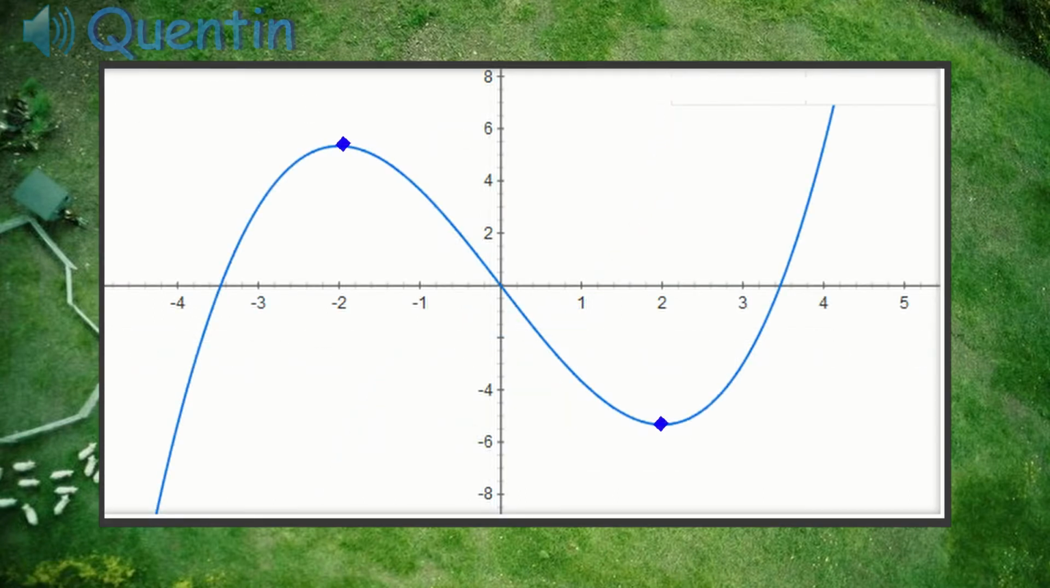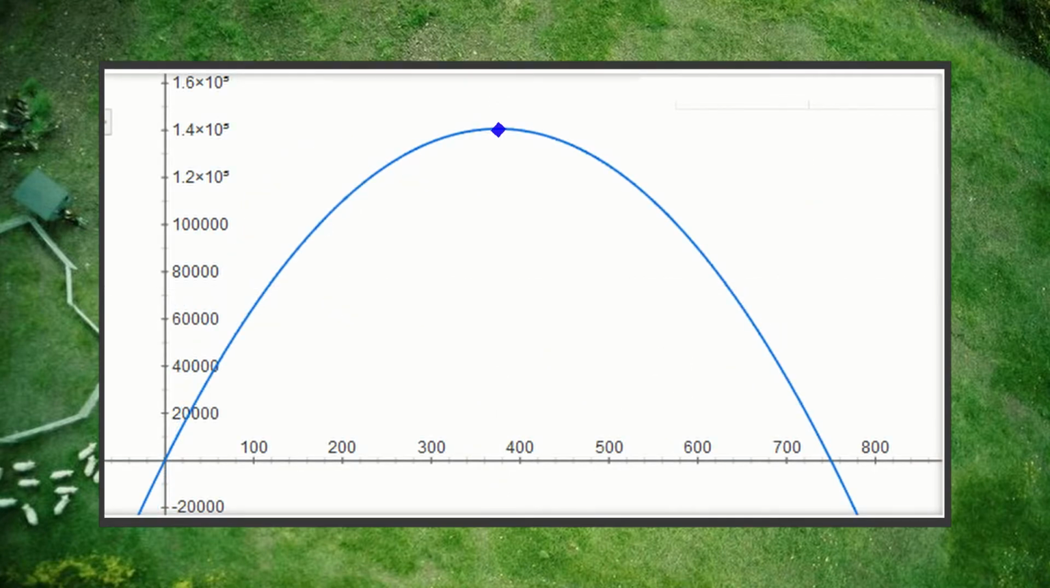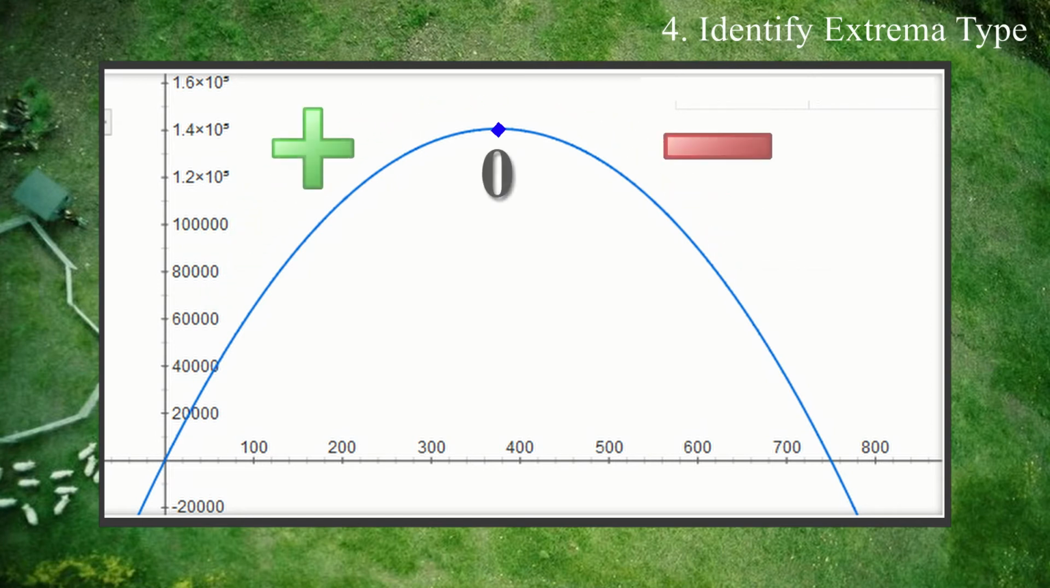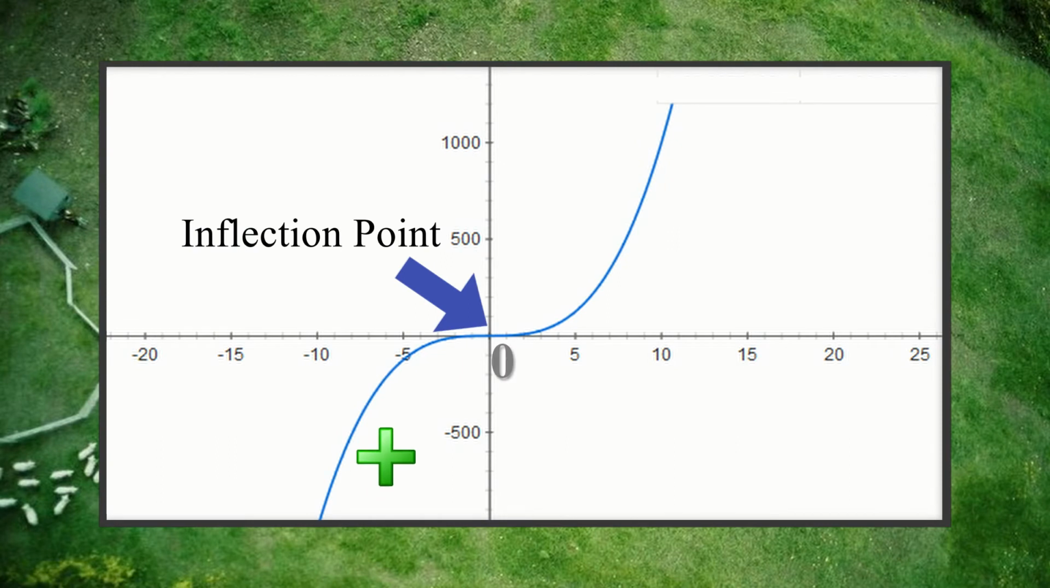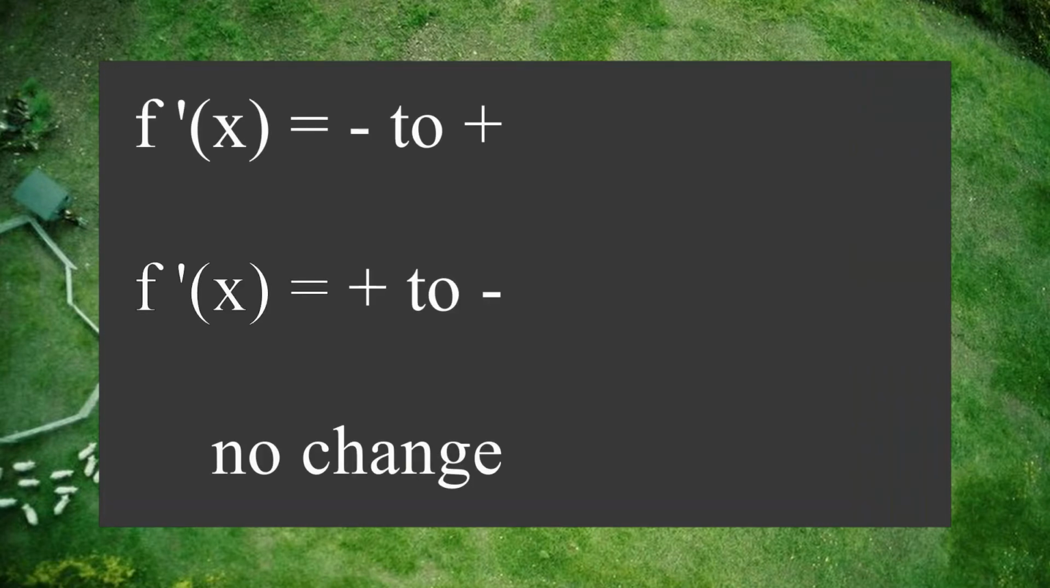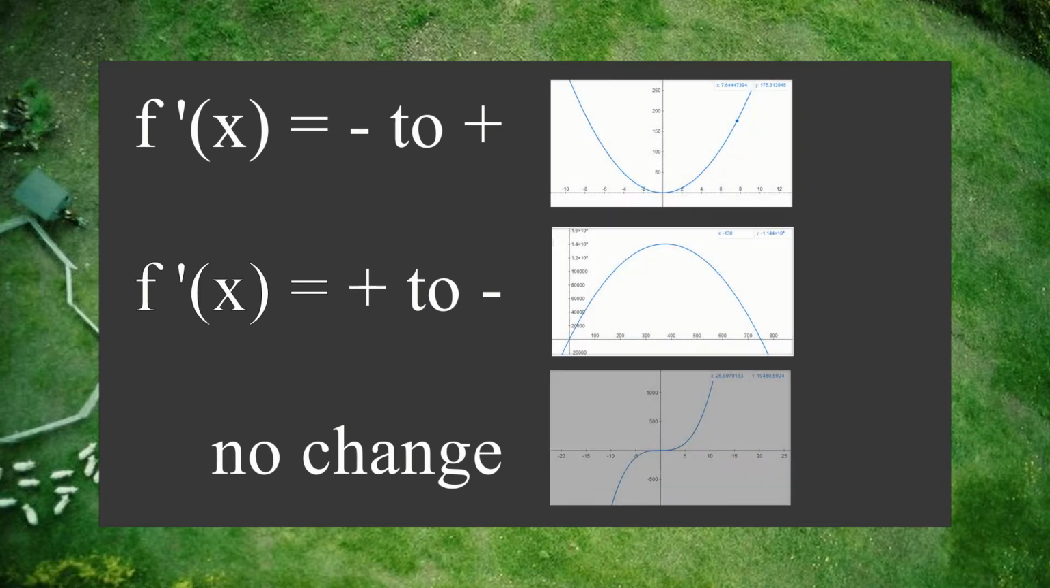So how do we figure out what critical point is a minimum or a maximum? If you look at the graph, you'll hopefully notice that the derivative changes from positive to negative as x increases. This is what indicates to us that it's a relative maximum. Relative minimums are the opposite, where the derivative changes from negative to positive, and inflection points show no change in sign at the critical point.